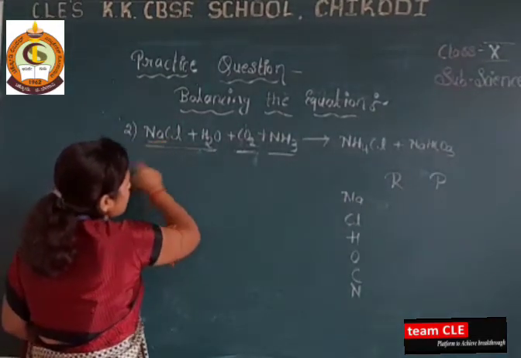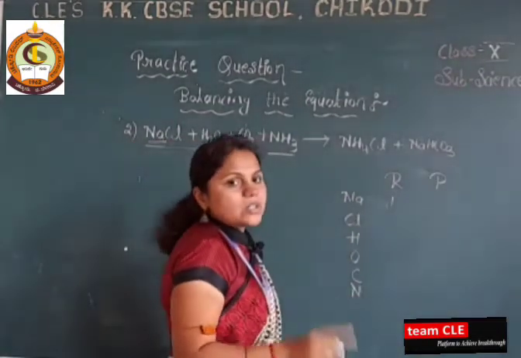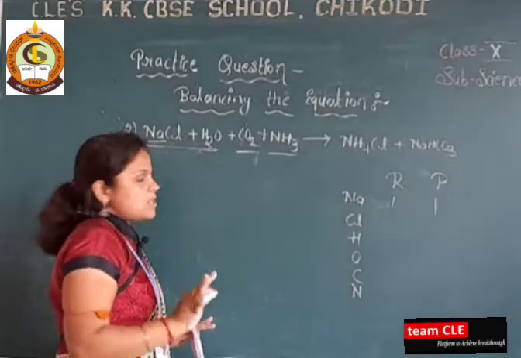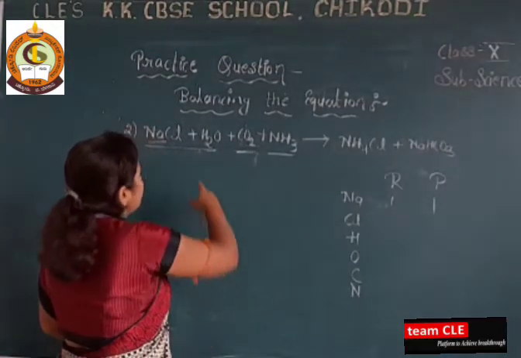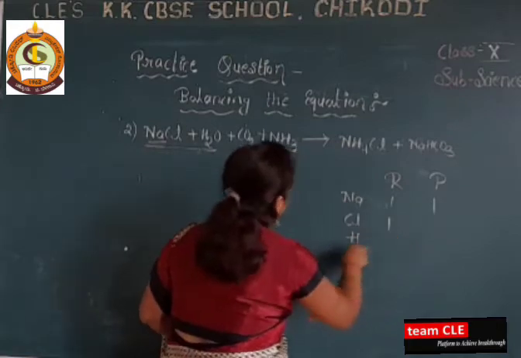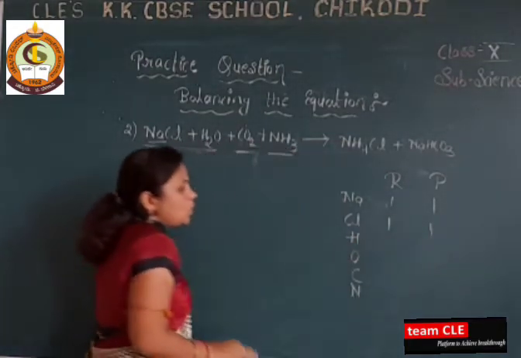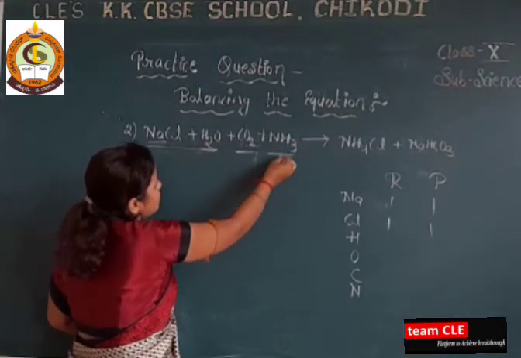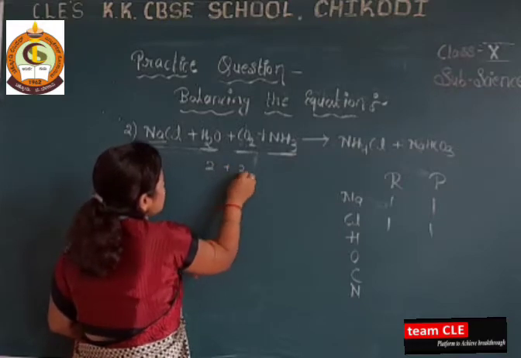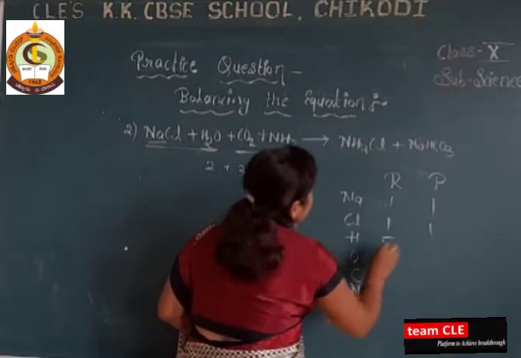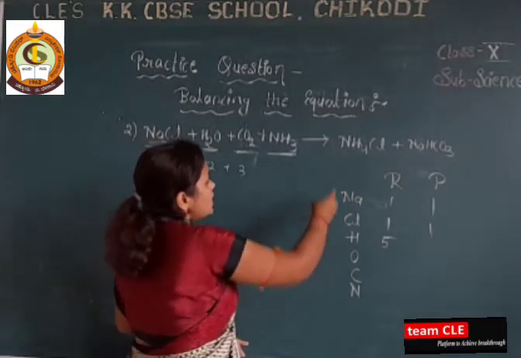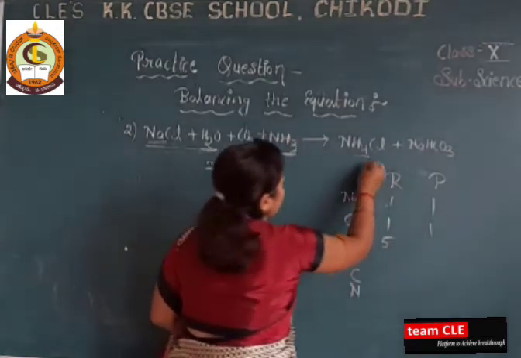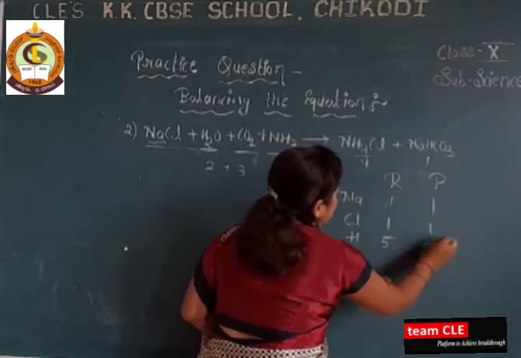Now count the numbers. Sodium is only 1 in the reactant, and here sodium is again 1. So our sodium is balanced, there is no need to touch it. Now chlorine: here how many chlorine? 1. Here how many? 1. So no problem. Hydrogen is how much? 2 plus 3, totally 5 hydrogen. In this side, hydrogen is 4 plus 1, 5. Again it is 5.